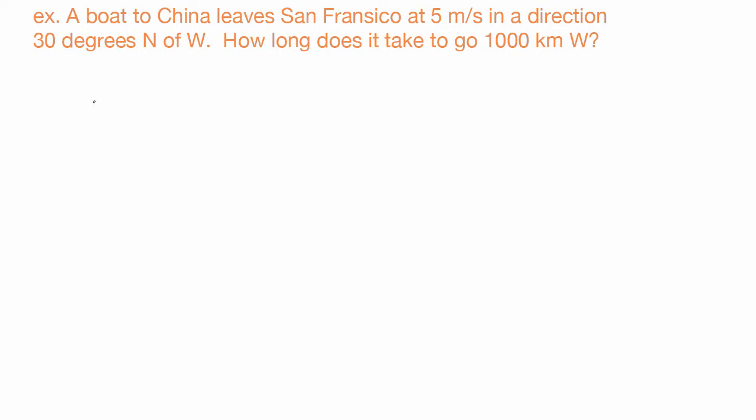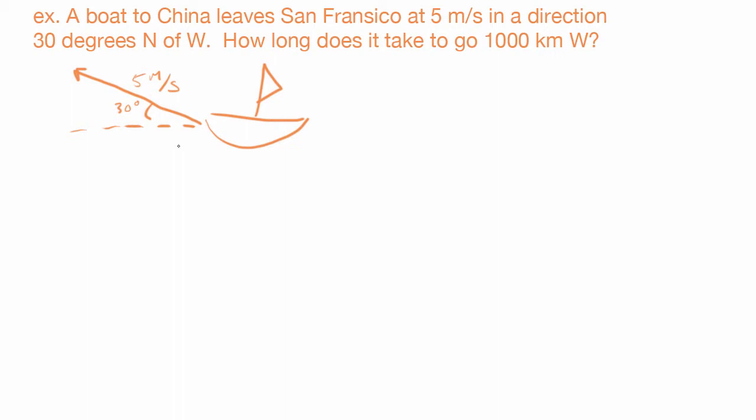All right, so we're just dealing with a boat here. So the picture looks like this. There's my boat, and it's heading in this direction, right? At some velocity, 5 meters per second. And I gave you 30 degrees north of west. So 30 degrees is that angle. Now the question is, I want to know how long does it take to go just straight west? Not northwest, but straight west.